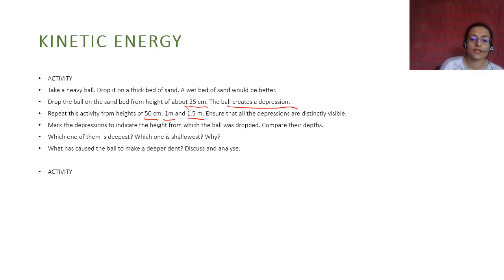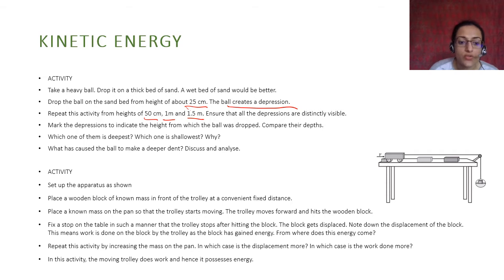Okay. There's another activity where you have to set up this apparatus as shown. I don't think you will be able to do this. Place a wooden block of known mass in front of the trolley at a convenient fixed distance. This is a trolley, this is the force, and this is a wooden block of known mass in front of the trolley at a convenient fixed distance. Place a known mass on the pan so that the trolley starts.